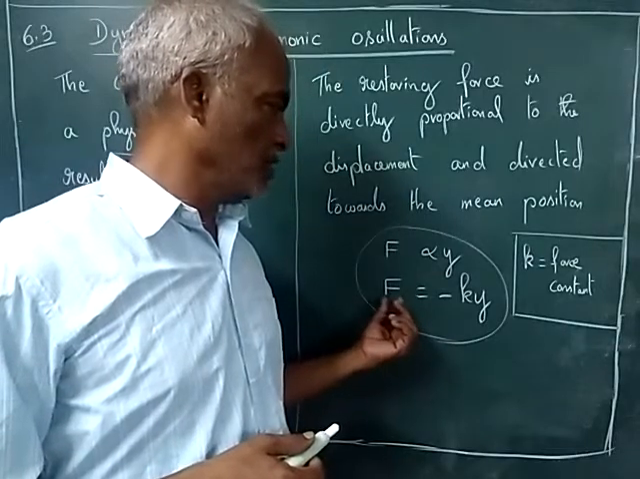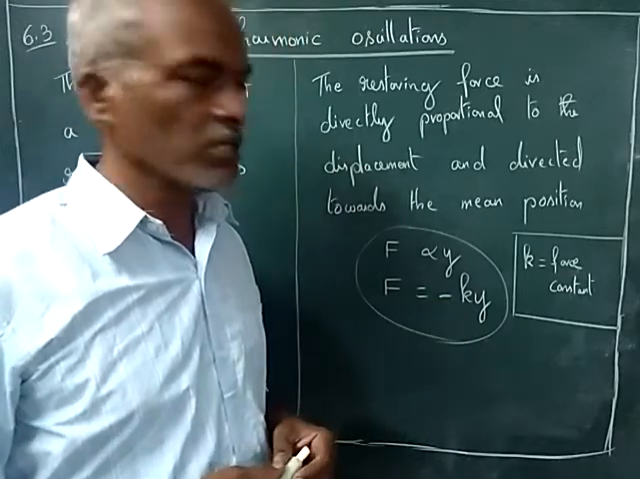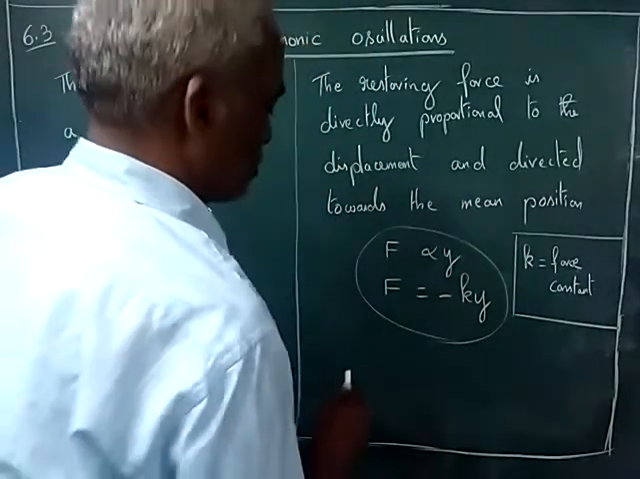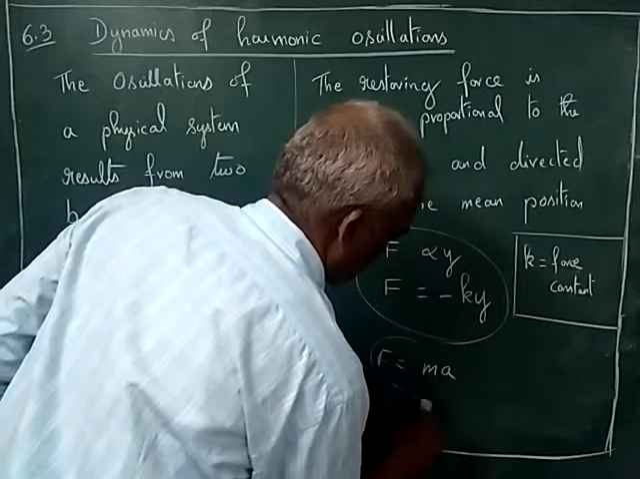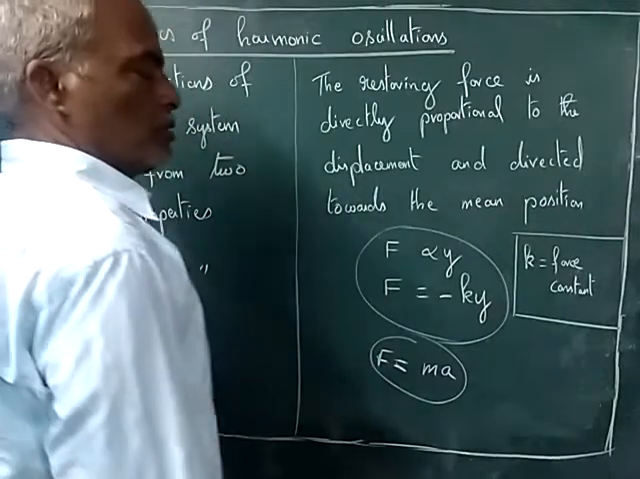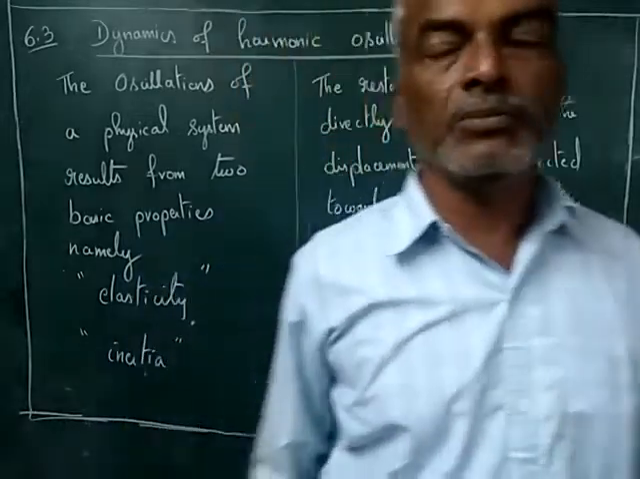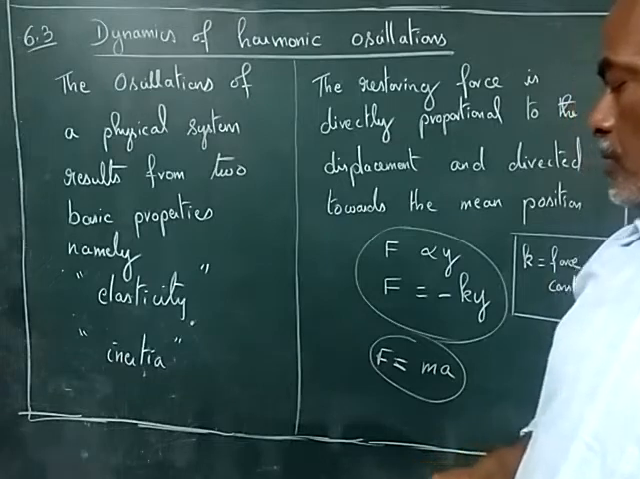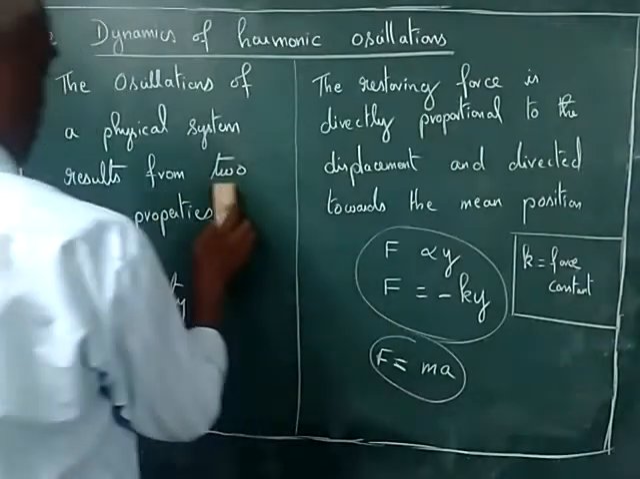The restoring force and the displacement are related with a minus sign, just because both are in opposite directions. And also we have force is equal to mass into acceleration. This is by Newton's second law. So now we have two equations. Making use of these two equations, we will equate and derive for acceleration or displacement, whatever we want.